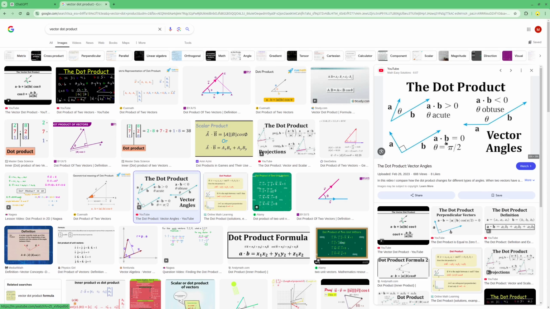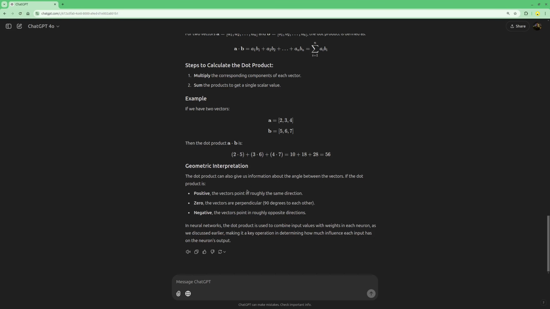So wait, if the dot product is 0, they are perpendicular. The angle is pi divided by 2. If it's greater than 0, they point in the same direction. Otherwise, they're not pointing in the same direction. What does it say here? Roughly the same direction. Okay.